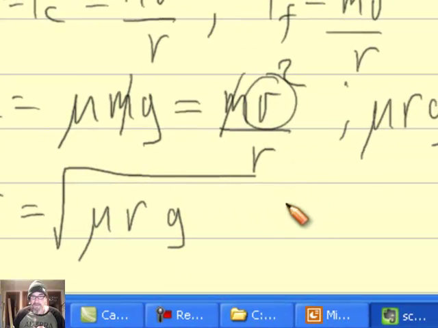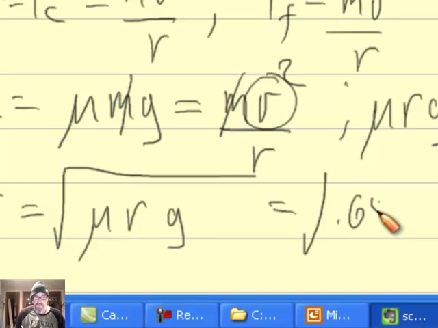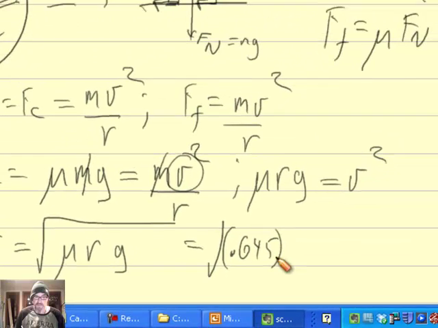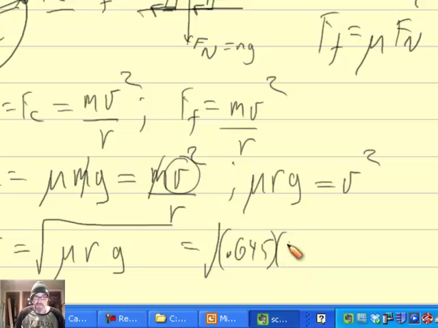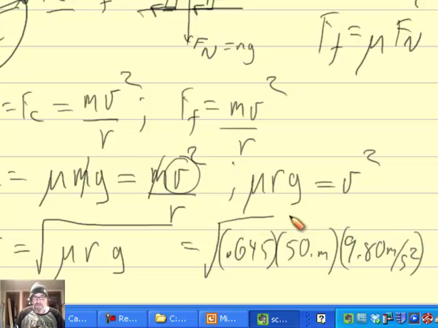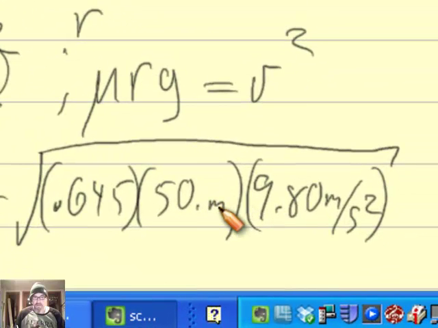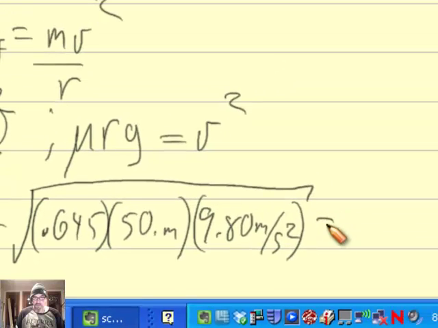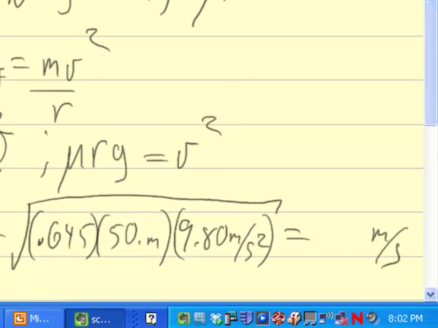Let's plug our numbers in. The coefficient of friction for this particular problem is 0.645, they said. The radius is a 50-meter radius for this curve. And gravitational acceleration, as always, 9.80 meters per second squared. Checking units, I got meters times meters, that's meters squared, divided by seconds squared. Well, when I take the square root of that, I'm going to get a nice speed unit, meters per second. When I do the arithmetic, I find out that 18 meters per second is as fast as you can go.